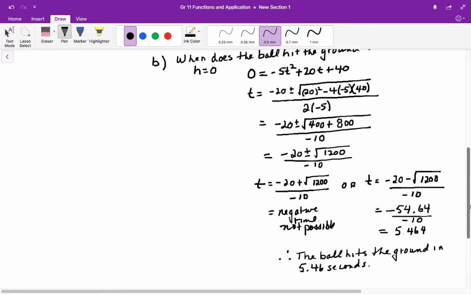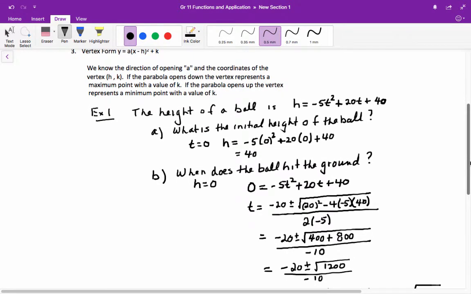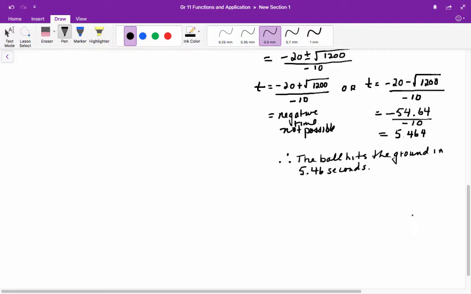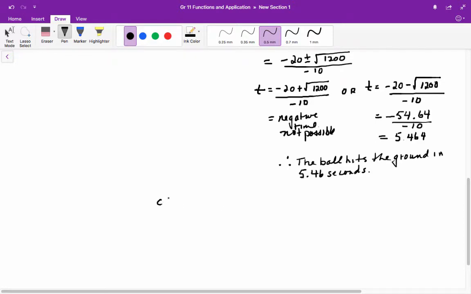So the last part would be, what is the maximum height of the ball? So this will be part C. What is the maximum height of the ball? And when does it occur?